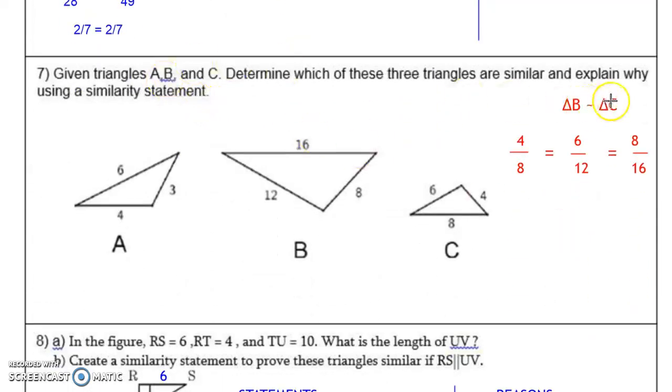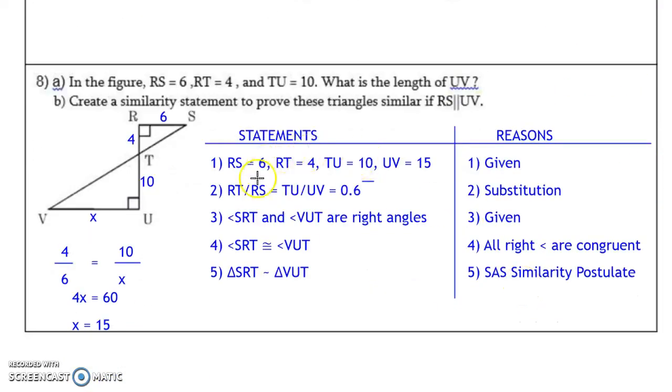Here was a little bit different. It asked us to explain why the triangles were similar. We knew that B and C were similar because of the fact that all of their sides are proportional. Same thing here. We noted that there was a similarity statement, which was SRT is similar to VUT. Oh, that's weird. My little line is going places. Here's where that line is supposed to be.